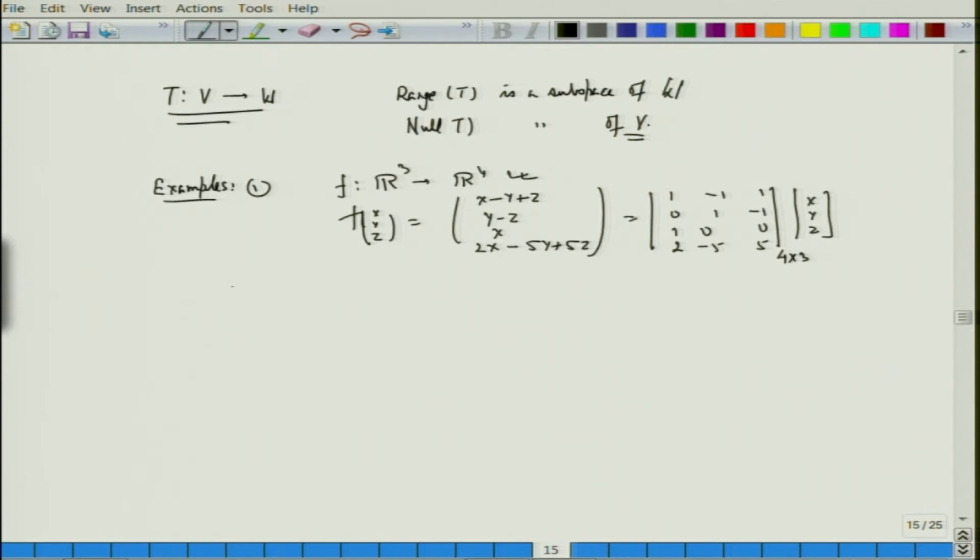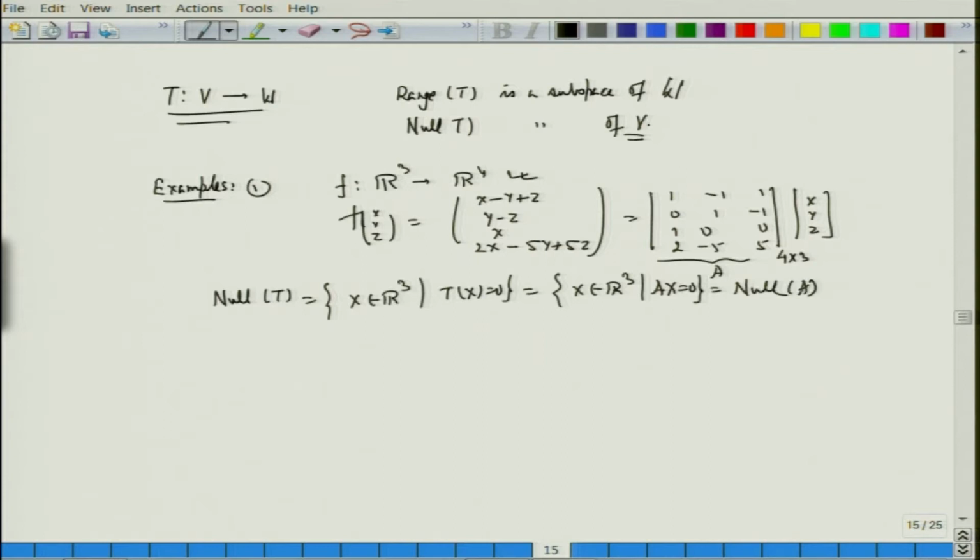If you want to find the null space of T, if I write this matrix as A, the null space of T is nothing but all x belonging to R3 such that T of x is 0, which is the same as all x belonging to R3 such that Ax is 0. So, this is the same as the null space of A, and we had already computed it, so we do not have to worry about it.